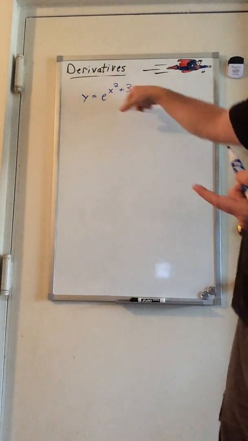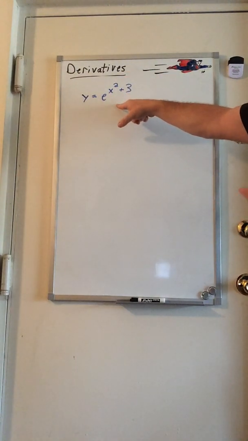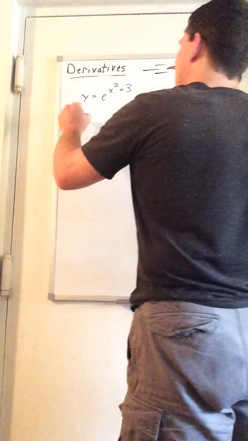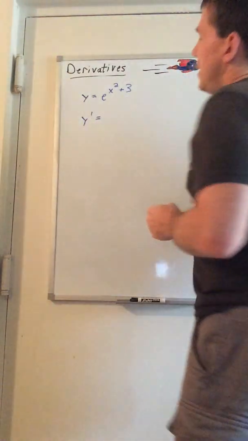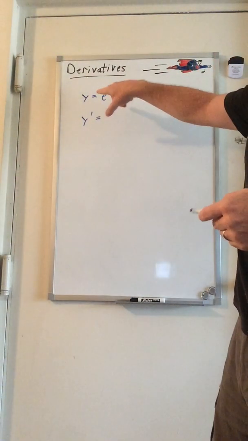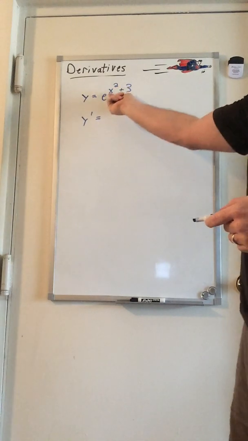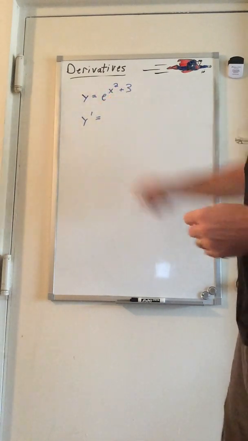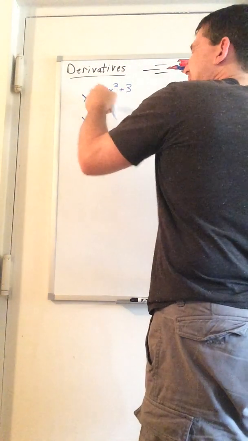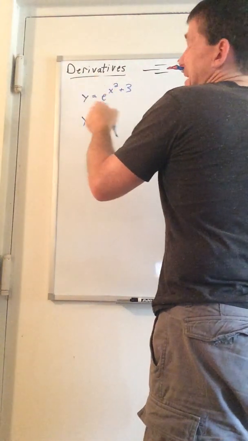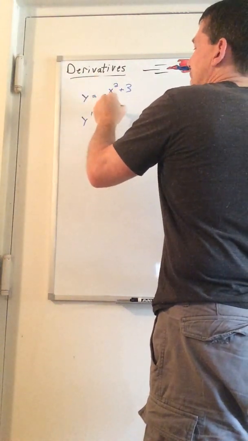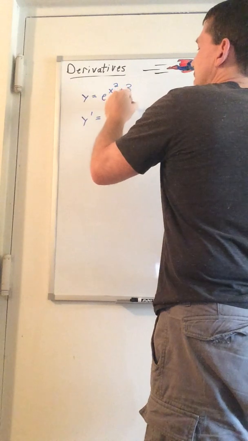This is the inside function right here. So if I want to get the derivative of the outside, that's the exponential function. This is inside the exponential. The derivative of e is just e, or the derivative of e to the x is e to the x. The power stays the same.